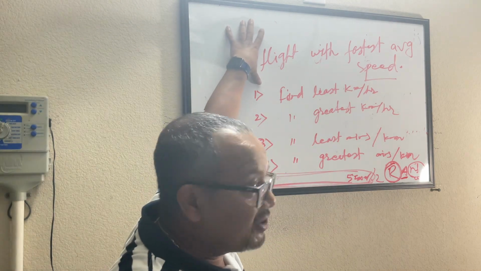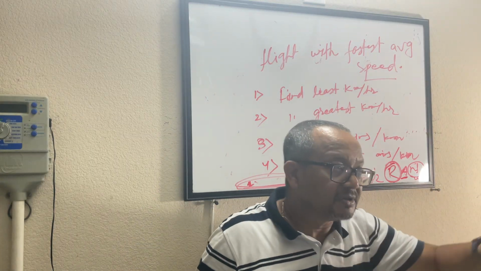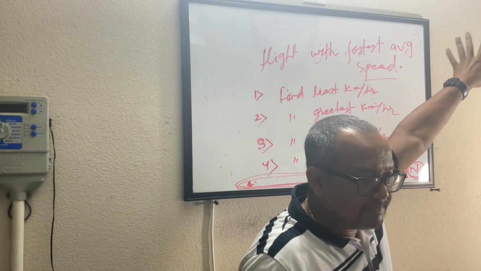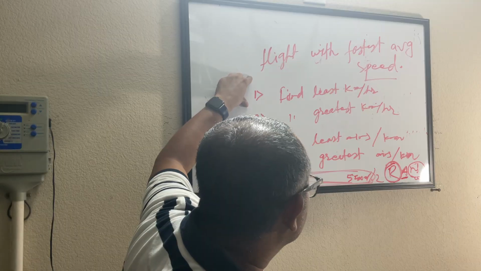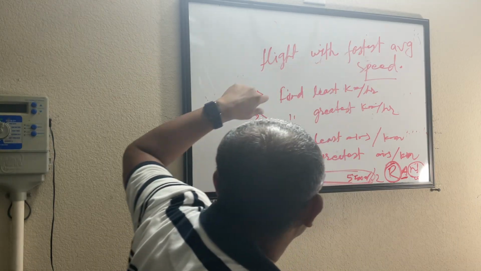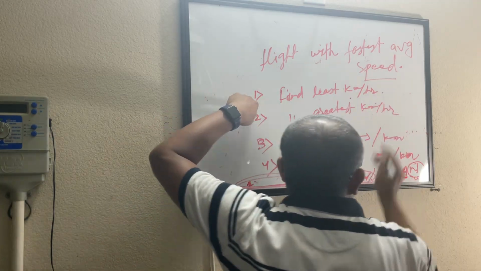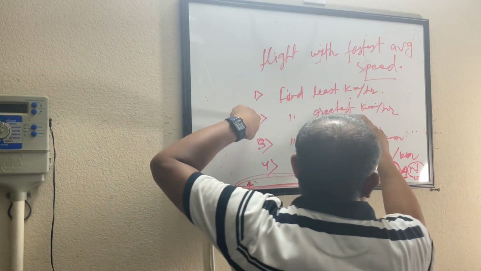It's a very subjective question. Somebody is trying to compare or find the fastest average speed of the flights departing from Minneapolis. And you are given 4 options that would help to find this. First option is find the least kilometer per hour for every flight. Second option is find the greatest kilometer per hour.